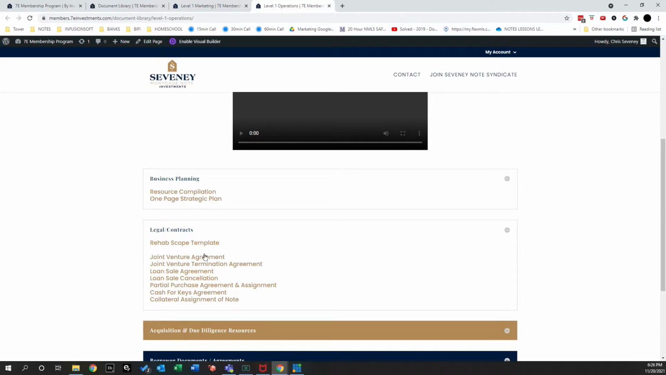Where there's a blank space below that is the executive membership level documents. I give you my joint venture agreement, termination agreement. All of these documents are in there. Again, if there's something you want to see in here, let me know. We'll try and get an attorney or somebody else to provide the documents for the entire group.